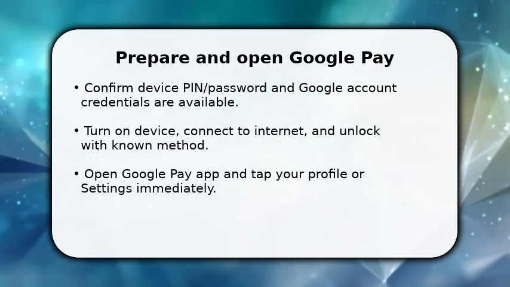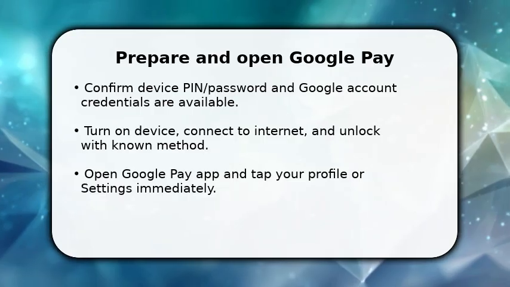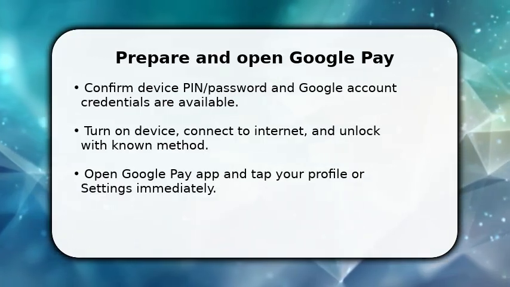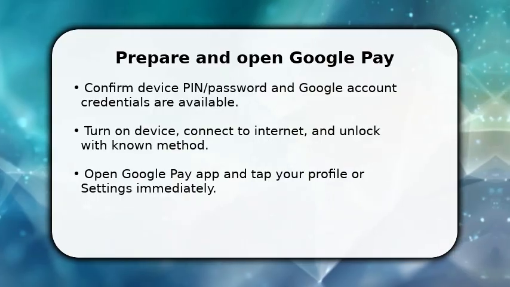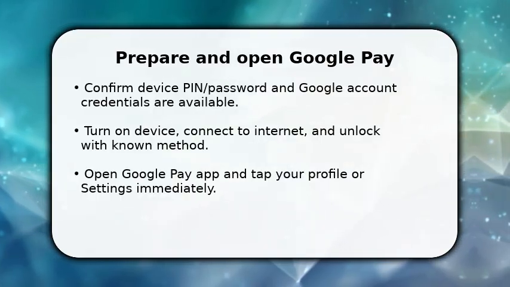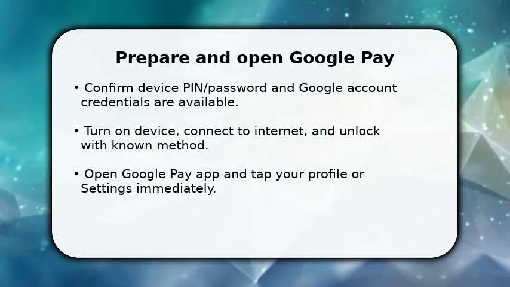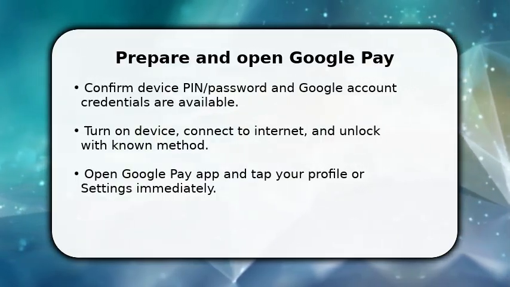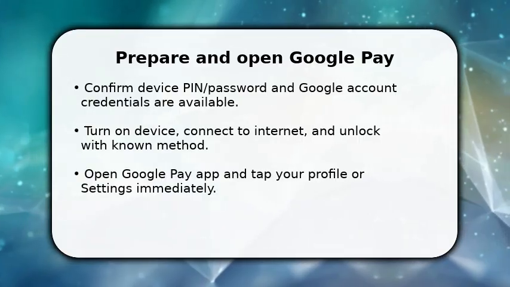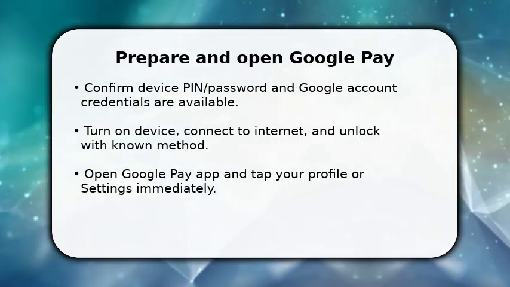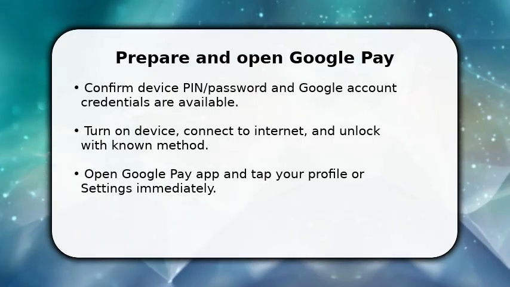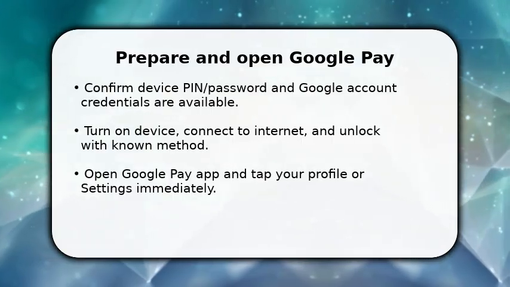You're starting inside Google Pay with credentials ready. First, unlock the device and sign into the same Google account used for payments. This prevents lockouts. Once done, open Google Pay and go straight to your profile picture. Then Settings, you need the app's security options. Make sure any biometric prompts are acknowledged so the app recognizes you. If an update prompt appears, install it to avoid permission errors.